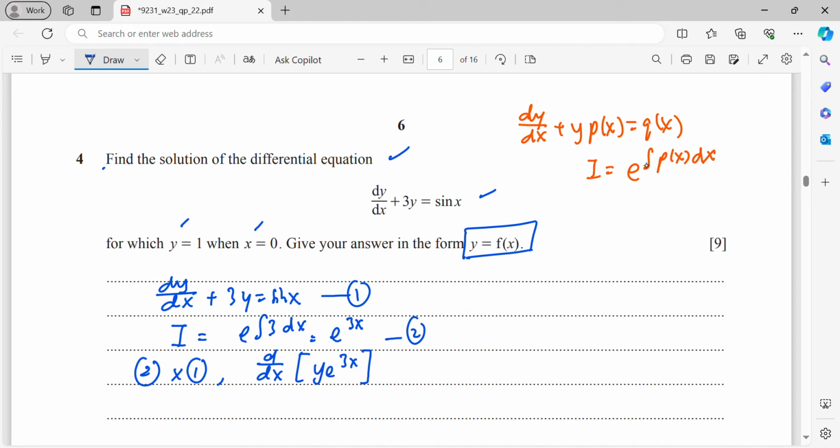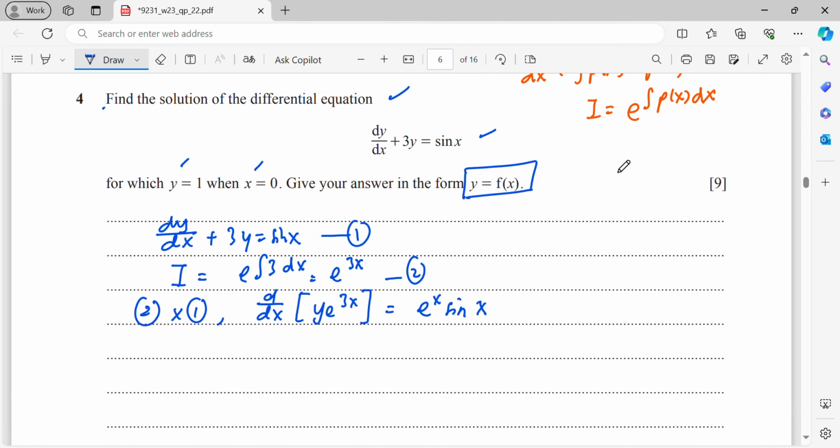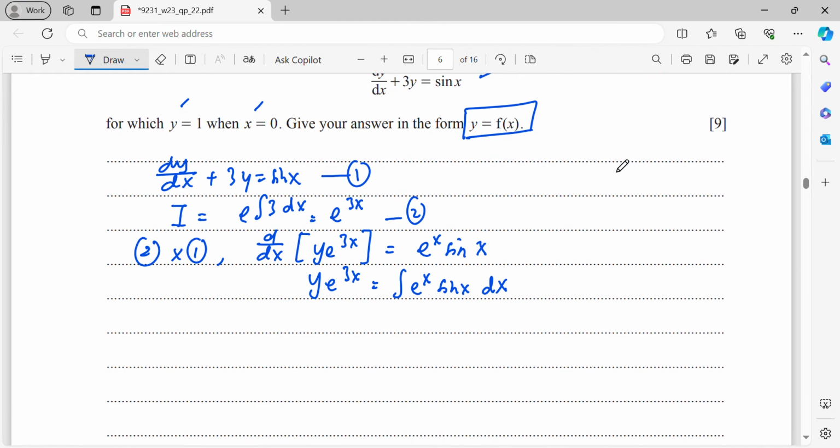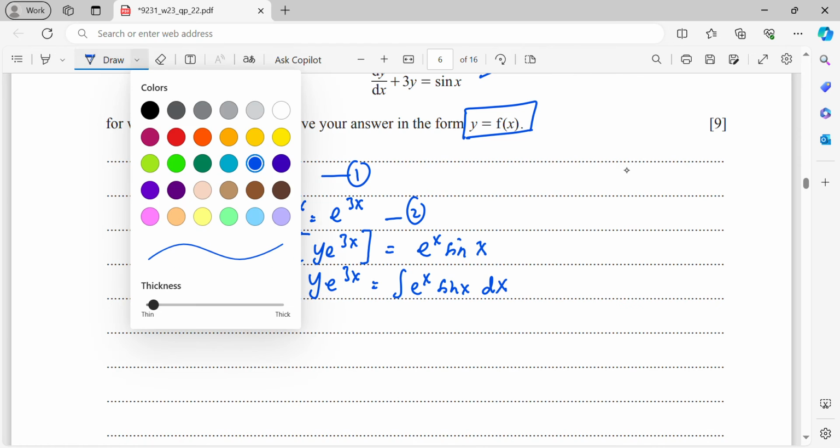Okay, for the left hand side. Right hand side, it will be e^x sin x. And now my y e^{-3x} is the integration of e^x sin x with respect to x. For your information, this integration must be done using integration by parts.